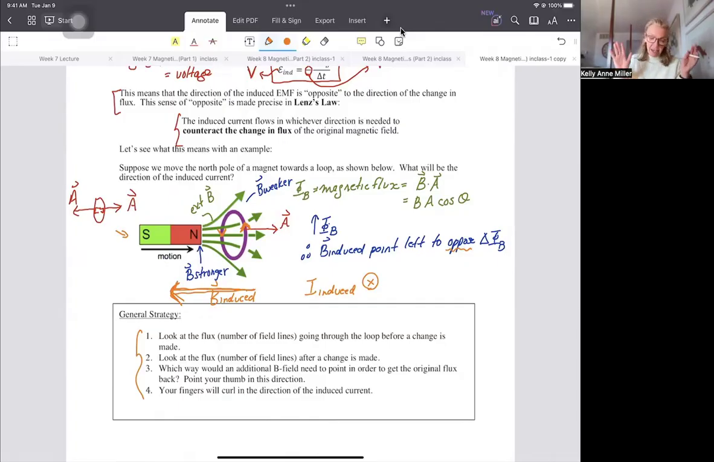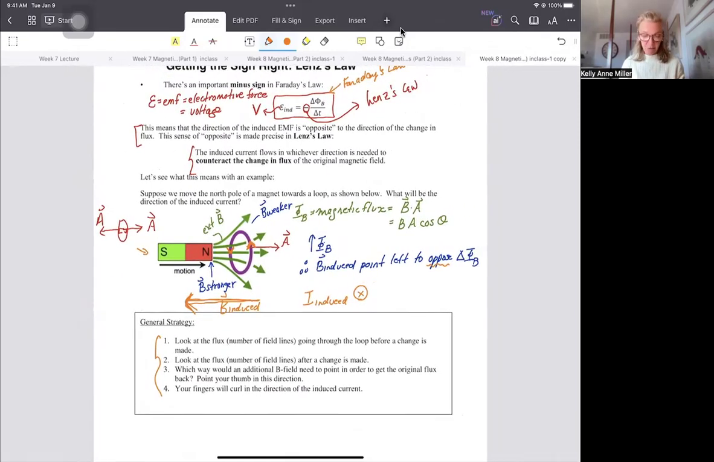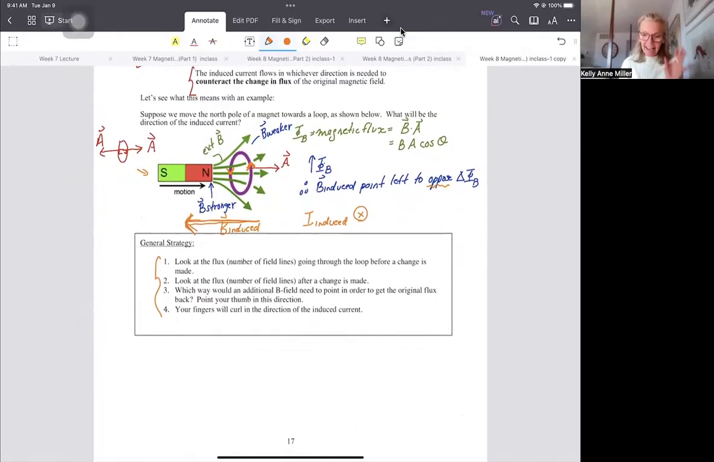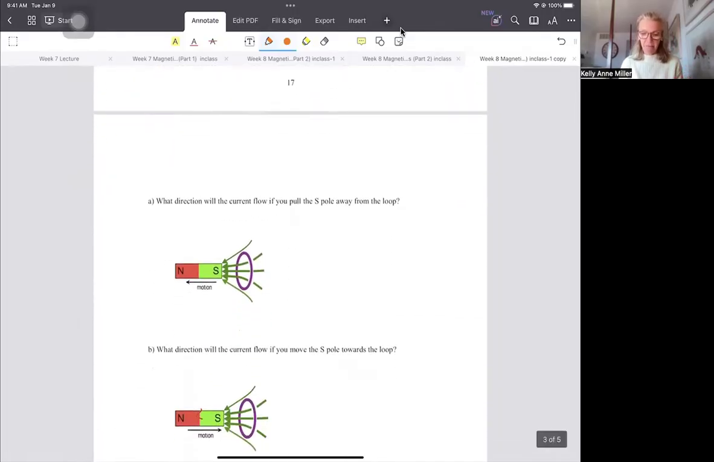Okay, and then the last step is to curl your fingers in the direction of the induced current once you point your right thumb in the direction of the induced B field. Okay, so there's nothing more to it than that. If you follow those four steps, it's the exact same every single time.